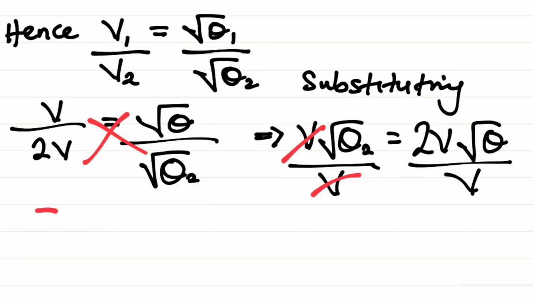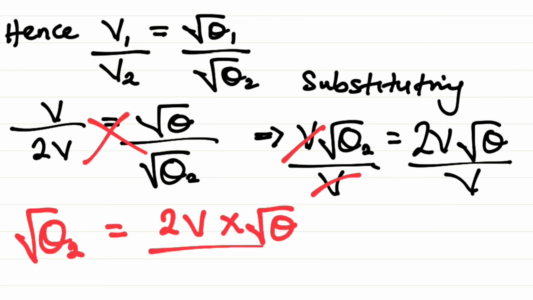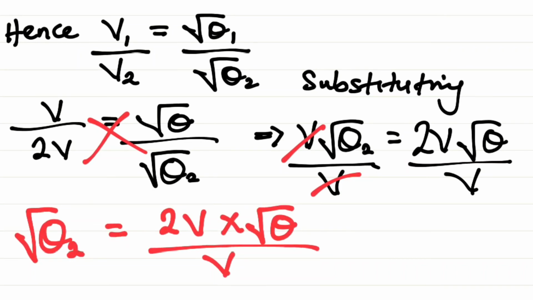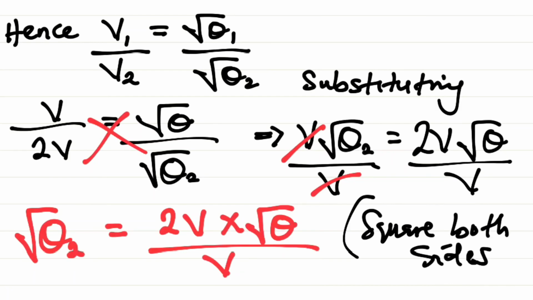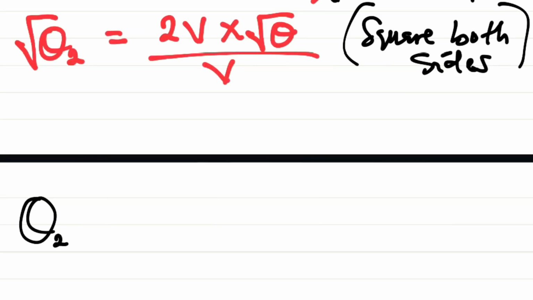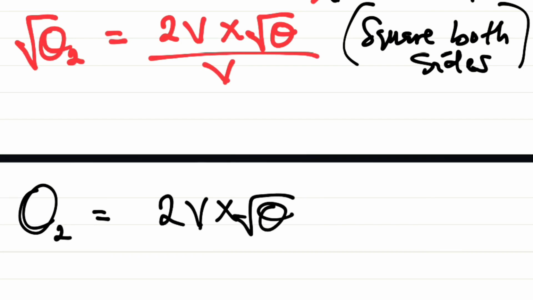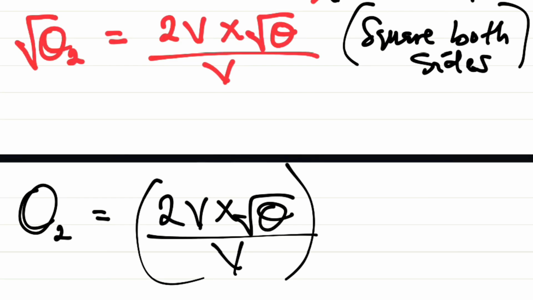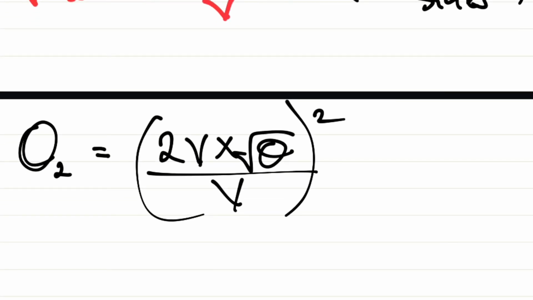Then our square root of theta 2 will equal 2v multiplied by the square root of theta, all divided by v. But remember, we are looking for theta 2, not the square root of theta 2. So let's square both sides. If we square both sides, then we have theta 2 equal to 2v multiplied by the square root of theta all over v, then we square everything. I hope you are following.